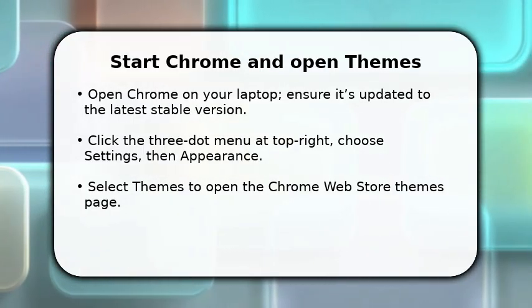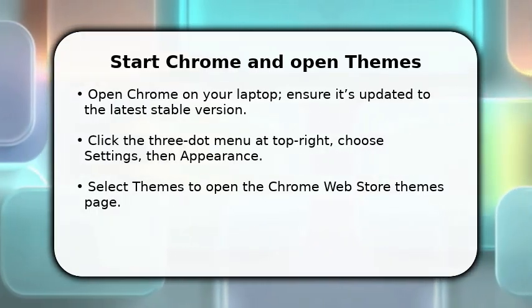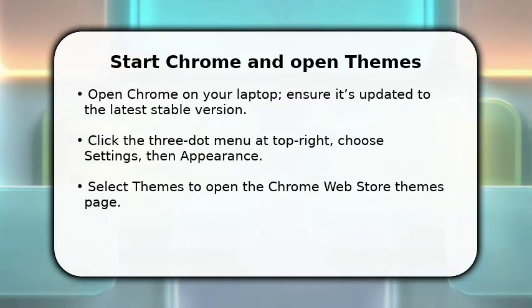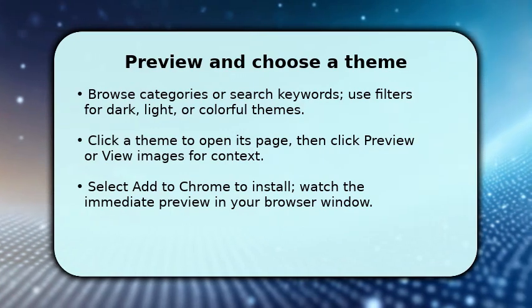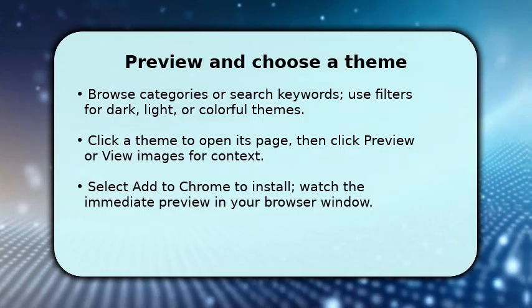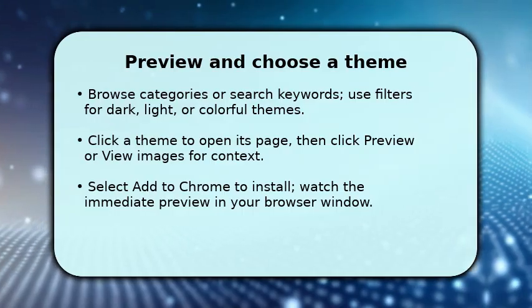After that, click Themes to jump into the Chrome Web Store Themes section. This puts you where Applied Themes and Previews live, so you can pick an option without detours. Once you're on the Themes page, search or browse categories to narrow options, dark, light, or colorful, so you don't get overwhelmed. Click any theme to open its details and inspect the preview images.